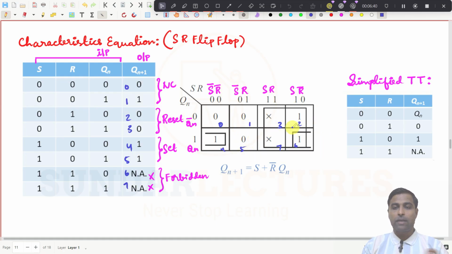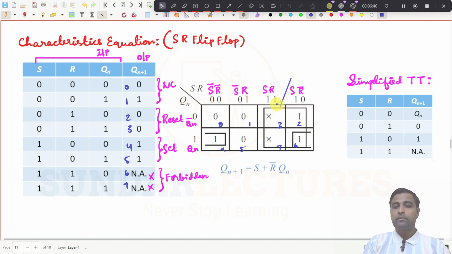So is there any quad possibility? Yes. If you consider this X to be one, this is one quad, this is one quad, and these two can be made a pair. So for this pair, you will get this equation, right? The common terms in both are R bar and Qn. So I have written this one.